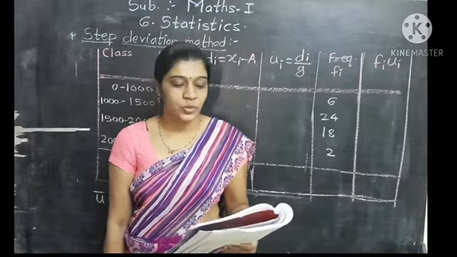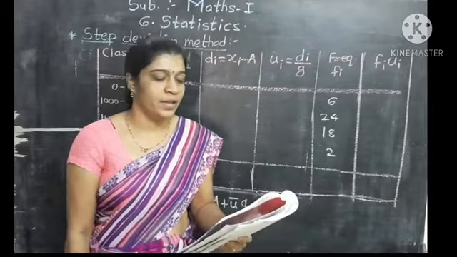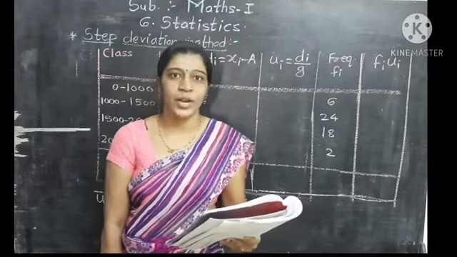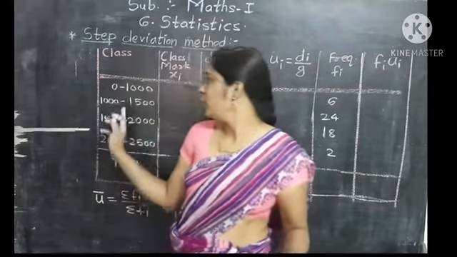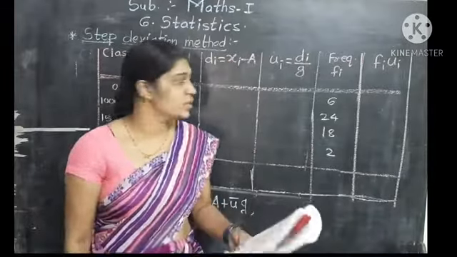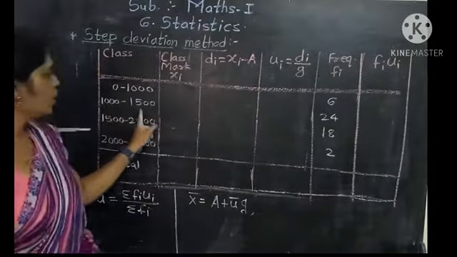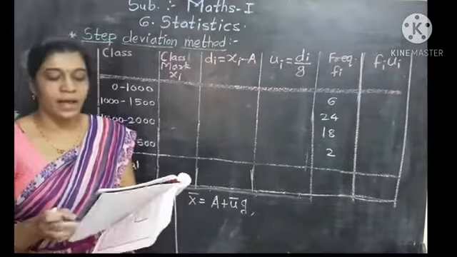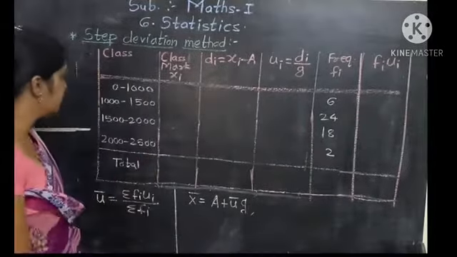The following table shows the funds collected by 50 students for flood affected people. Find the mean of the funds by the step deviation method. Here we are given funds in rupees: 0 to 500 rupees, 500 to 1000, 1000 to 1500 rupees. The number of students is given, that is, how many students gave funds in each class, which is the frequency. We have to find the mean by the step deviation method. So let's start here.